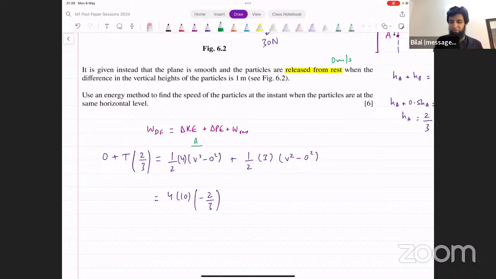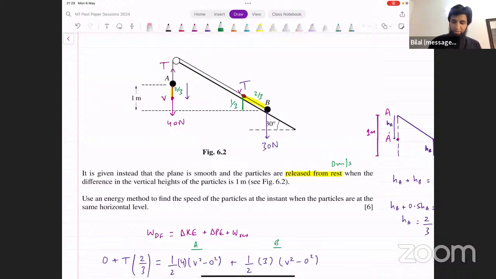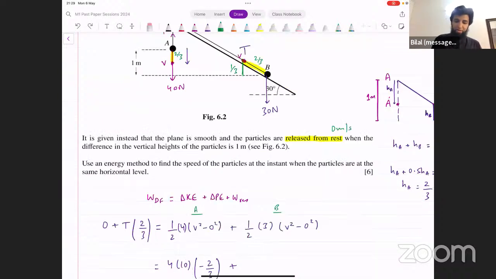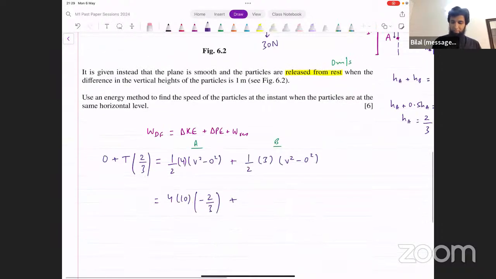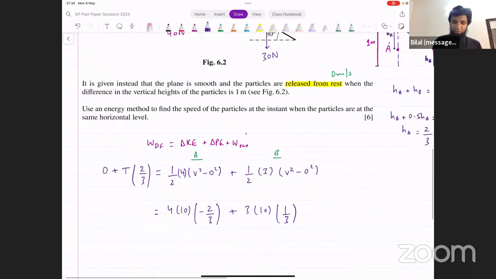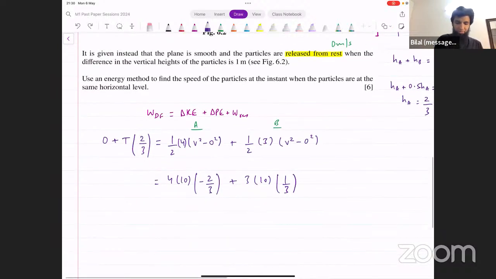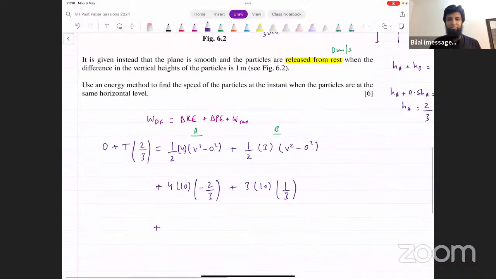I'm writing A values here and B values here. Plus change in potential energy for particle B. How much is the height of B increasing? It's increasing by 1/3 units. Mass was 3 into 10 into height, that is 1/3. These are the changes in potential energies. Plus work done against resistance. Okay, I'm sorry. There was a plus here. Plus work done against resistance.